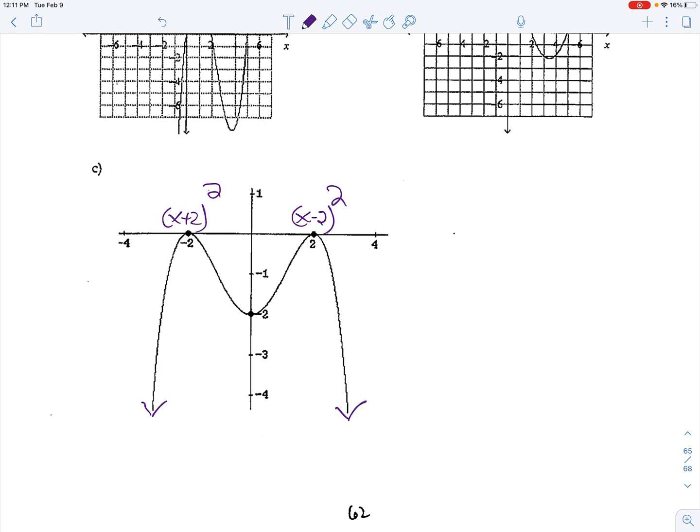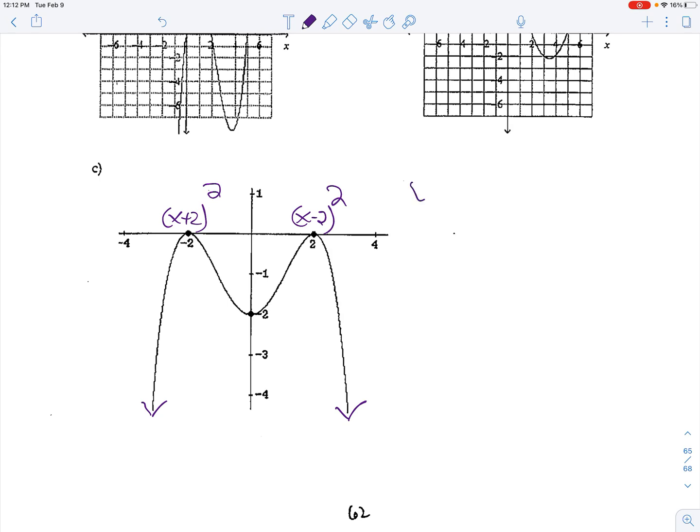A negative leading coefficient. We'll find that out in a second, but in terms of the degree of this function, it's an x^4. All right, so what do we need to do? We need to write the equation of this function.